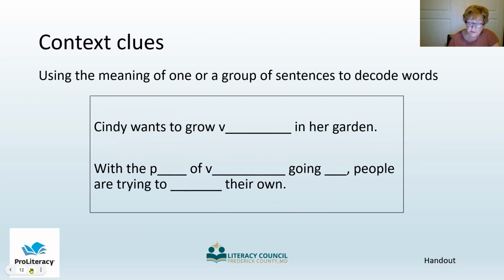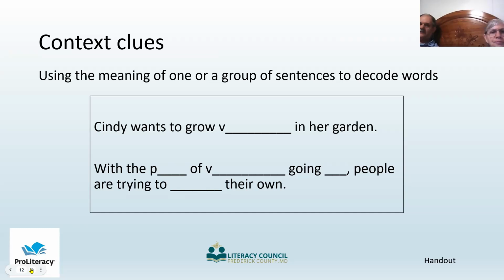To use context clues effectively, students must recognize and understand enough of the rest of the words to help them with the words that they don't know. So here's a challenging example. I need a volunteer to read the first sentence on the slide, inserting the word that belongs in the blank. Anybody? If you want to unmute yourself and call out, that's fine because I can't see everybody.